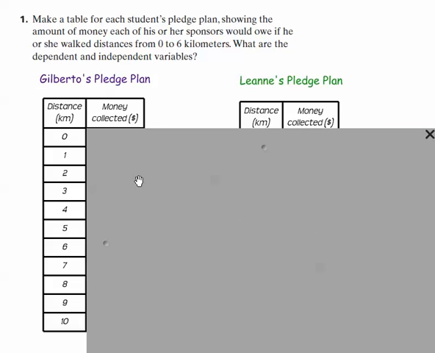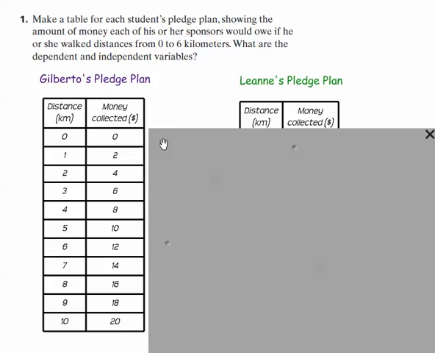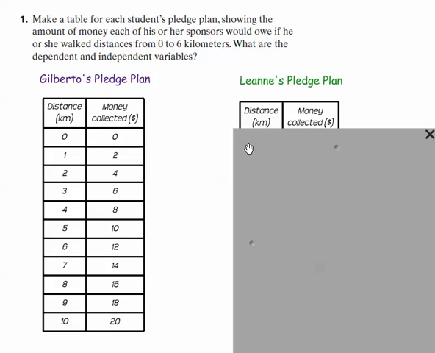Okay, so let's start by looking at Gilberto. Now remember, he was collecting $2 for every kilometer walked. So if he doesn't walk a single kilometer, he doesn't get any money. But as soon as he walks a kilometer, his sponsors will pay $2. And once he walks 2 kilometers, he doubles that, he gets $4. 3 kilometers will give him $6, and so forth and so on, all the way up to 10 kilometers, earning him $20 from a sponsor.